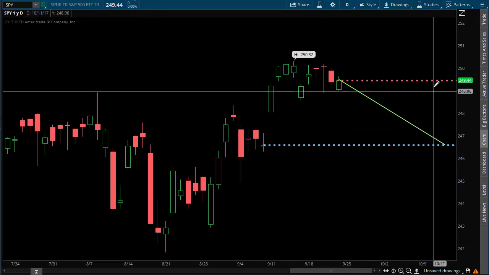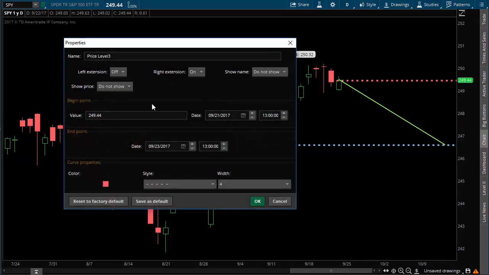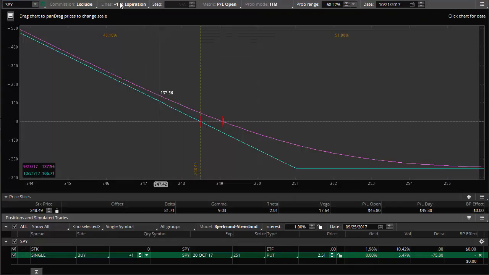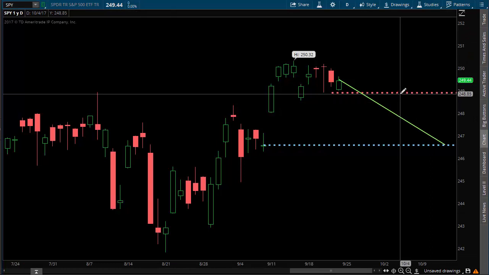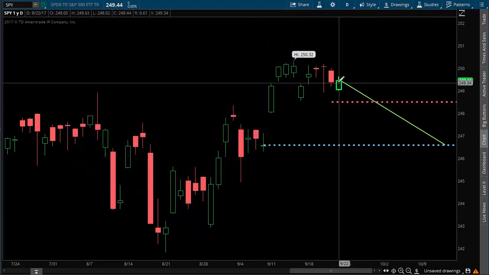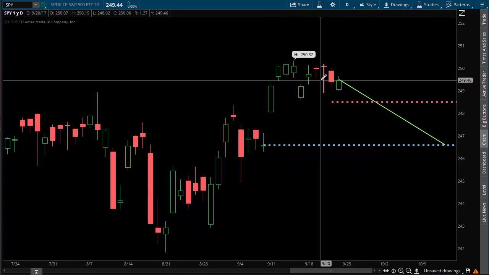So let's look at that in the chart. I'm going to edit this and we're going to change it to 248.49, or I think it was 89. I'm sorry. We'll double check that. And you'll see what happened is the line actually moved down. It was 248.49. I'm sorry. Let me fix that. Edit. 248.49. Okay.